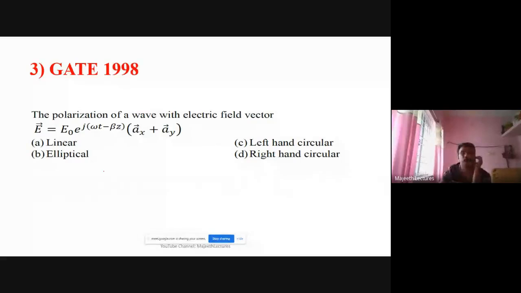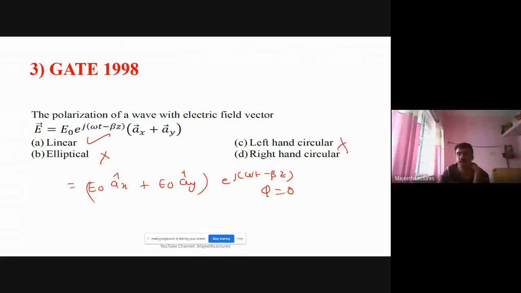Here you see the polarization of wave with the electric field vector. Right? So I write it fully: E naught Ax plus E naught Ay, e power j(omega t minus beta z). Is there any phase variation? There is no phase variation. Phase is equal to 0. Phase 0 means surely it is linear. It is not ellipse or circular, right? Because phi is equal to 0. Linear polarization.